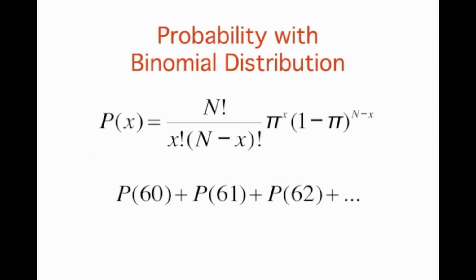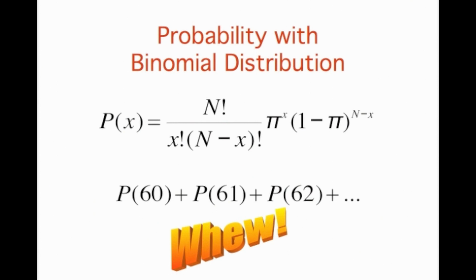The formula presented is the one you would use to determine the probability of exactly x heads out of n flips, where x is the number of heads, n is the number of flips, and pi is the probability of a head. In our problem, x is 60, n equals 100, and pi equals 0.5. Therefore, to solve this problem, you compute the probability of 60 heads, then the probability of 61 heads, 62 heads, etc., and add up all these probabilities.